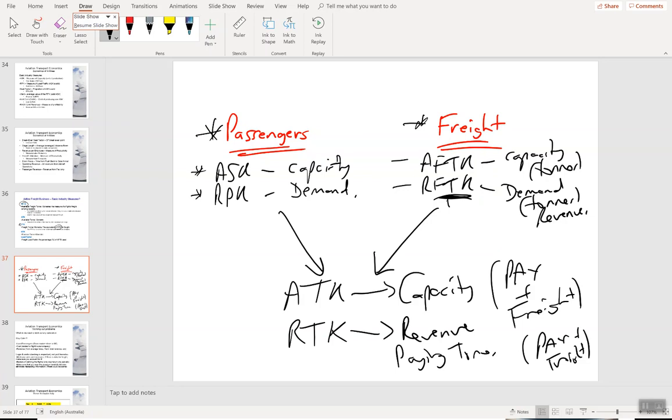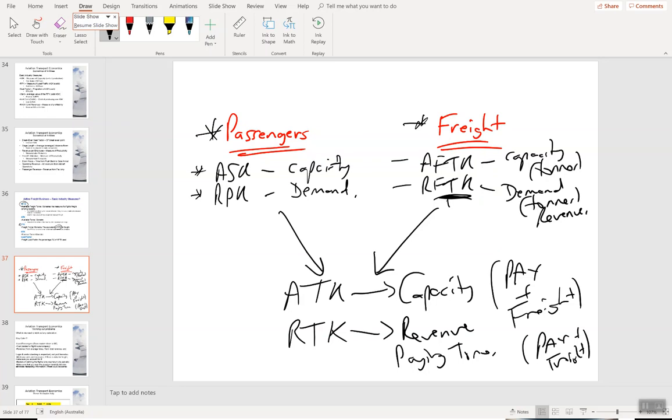Okay, and the reason that these metrics are used in the airline industry is that some airlines carry a lot of freight, and some airlines carry no freight. So if you want to compare different airlines, you can adjust by looking at available ton kilometres. You're taking into account the total tons that plane can carry, and you're not discriminating whether it's passengers or freight.